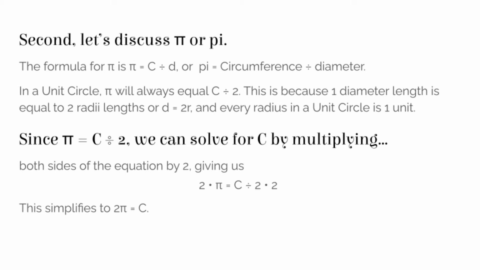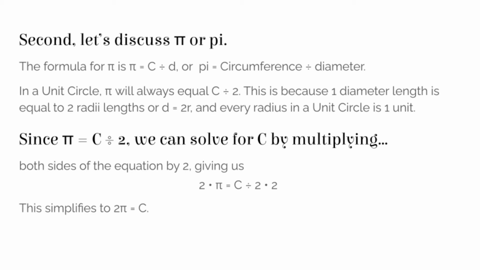Second, let's discuss pi. The formula for pi is pi equals c divided by d, or pi equals circumference divided by diameter. In a unit circle, pi will always equal circumference divided by 2. This is because one diameter length is equal to two radii lengths, or d equals 2r, and every radius in a unit circle is 1 unit.